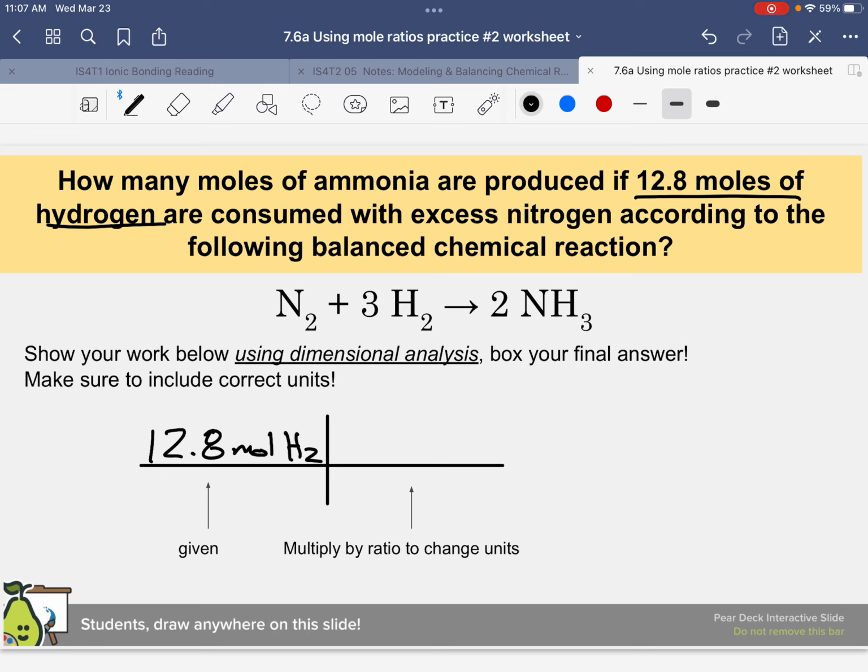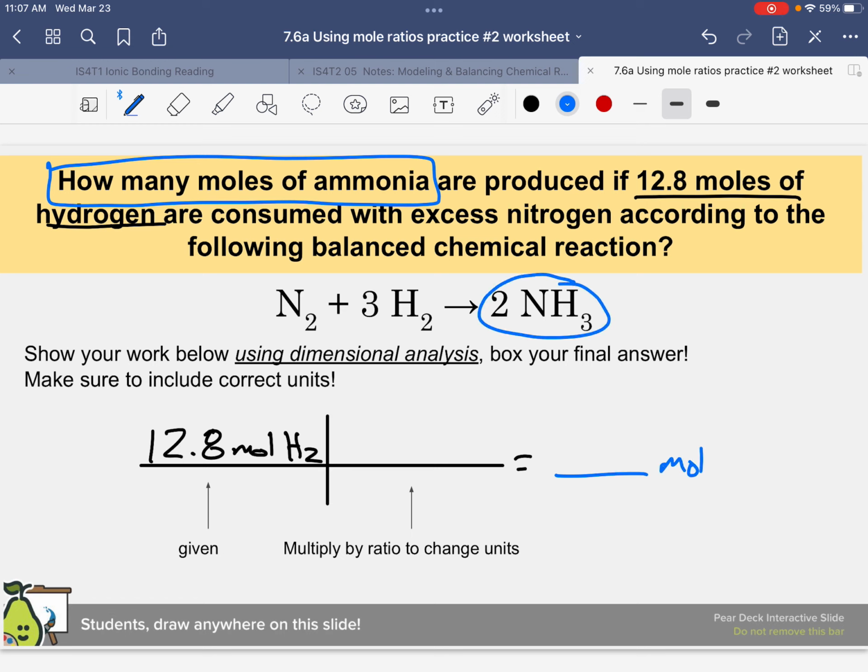So I have to think to myself, what do I want? Well, in the end, the question says, how many moles of ammonia? So when I'm done, I want moles of ammonia. Which one's ammonia? Remember, go back to the question, what it said. That's ammonia. So I'm going to want moles of NH3 when I'm done. That means I need to find a relationship that goes from moles of hydrogen to moles of ammonia. Oh, look, that's what the chemical reaction allows us to do.